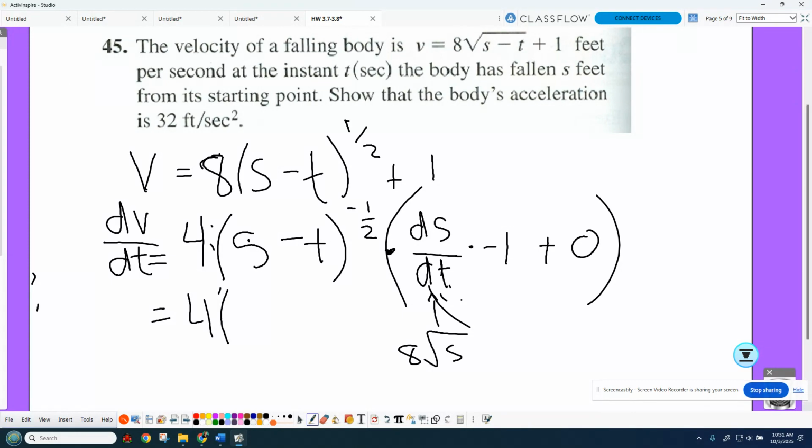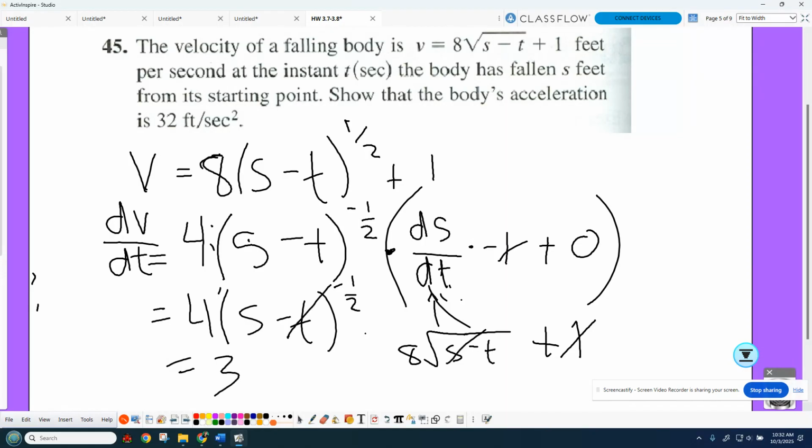Okay, but she did the derivative of s with respect to t. Well, that is, how is the position changing as time is changing? Most of us call that velocity. And she's saying that ds/dt can be replaced with what? With the velocity equation that it gave us in the problem. So the minus and the plus end up canceling out, and this also cancels out because it's in the bottom. So these two cancel out, and you end up with 8 times 4, which is 32 per second.